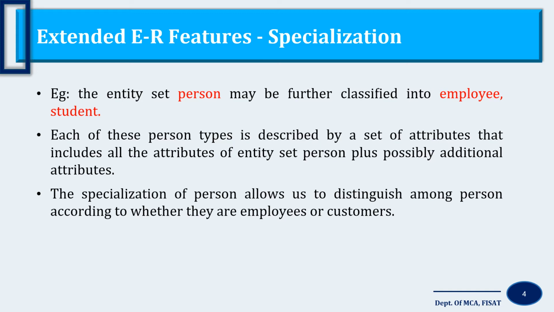So employee will have all the characteristics of the entity set person plus some additional attributes of its own. Such a process can be called specialization. The specialization of a person allows us to distinguish among persons according to whether they are employees or students. Let us consider another example, vehicle. Bus, car, four-wheeler, two-wheeler: we can classify them based on different characteristics. We can identify some attributes that are common. So from the base class, or superclass, we maximize the differences between the entities and form a group. That group can be called a subclass, and this process is called specialization.